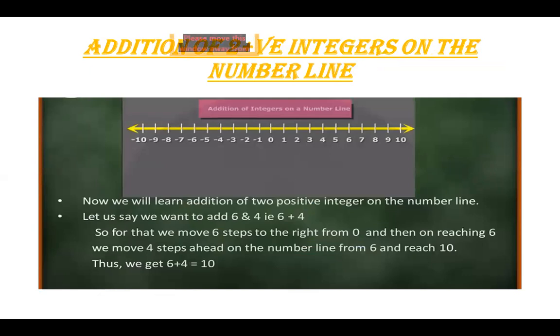Addition of 2 positive integers on the number line. Now we will learn addition of 2 positive integers on the number line. Let us say we want to add 6 and 4, for example, 6 plus 4. For that we move 6 steps to the right from 0, and then on reaching 6 we move 4 steps ahead on the number line from 6 and reach 10. Thus we get 6 plus 4 is equal to 10.